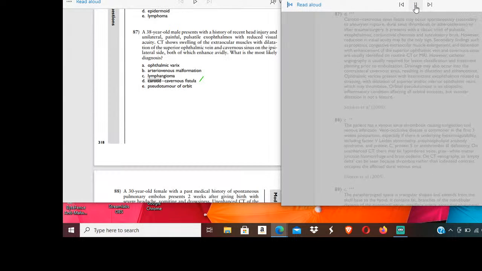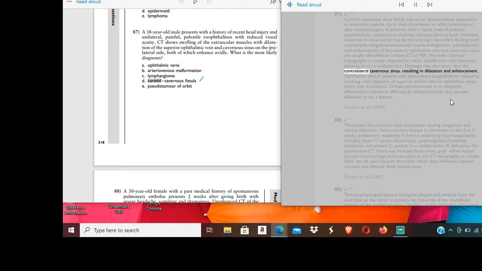87. D. Carotid cavernous sinus fistula may occur spontaneously, secondary to aneurysm rupture, dural sinus thrombosis, or atherosclerosis, or after trauma or surgery. It presents with a classic triad of pulsatile exophthalmos, conjunctival chemosis, and auscultatory bruit. However, reduction in visual acuity may be the only sign. Secondary findings such as proptosis, congestive extraocular muscle enlargement, and distension with enhancement of the superior ophthalmic vein and cavernous sinus are usually identified on routine CT or MRI. However, catheter angiography is usually required for lesion classification and treatment planning prior to embolization.